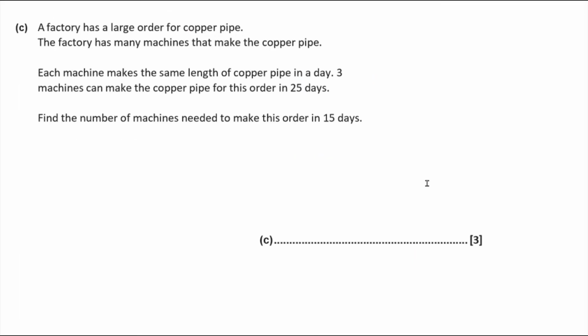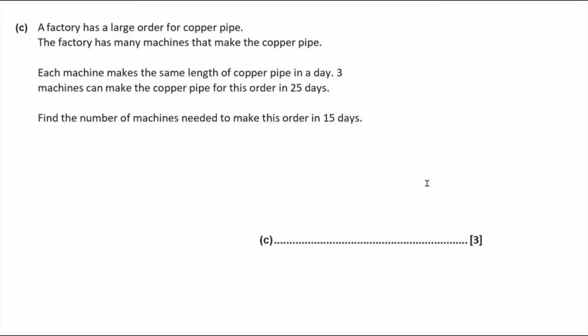Part C, a factory has a large order for copper pipe. The factory has many machines that make the copper pipe. Each machine makes the same length of copper pipe in a day. 3 machines can make the copper pipe for this order in 25 days. Find the number of machines needed to make this order in 15 days.